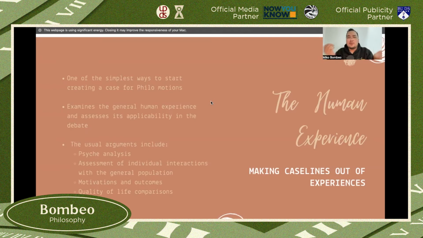And the last usual argument that can be received or analyzed from the human experience is the quality of life comparisons. And this is usually found in prefers a world debates where you create a generally new world from scratch and you have to analyze the differences in values, differences in perceptions and lifestyles of individuals within the debate. And this is incredibly important because you're more able to have a foundational analysis using the quality of life comparisons if you're able to understand the human experience.